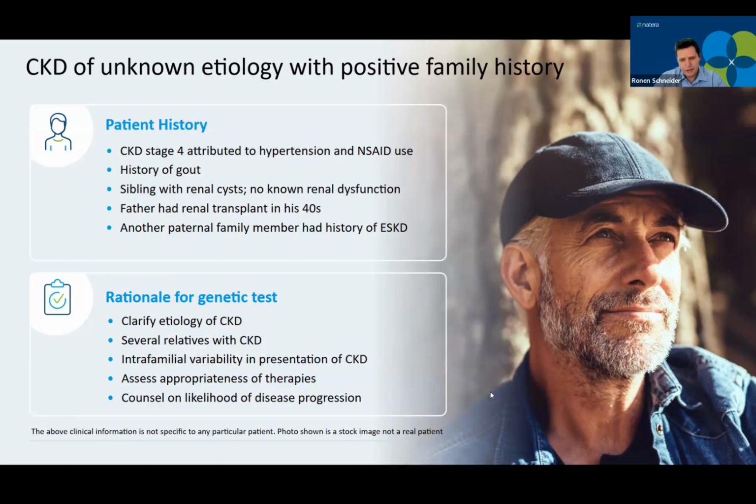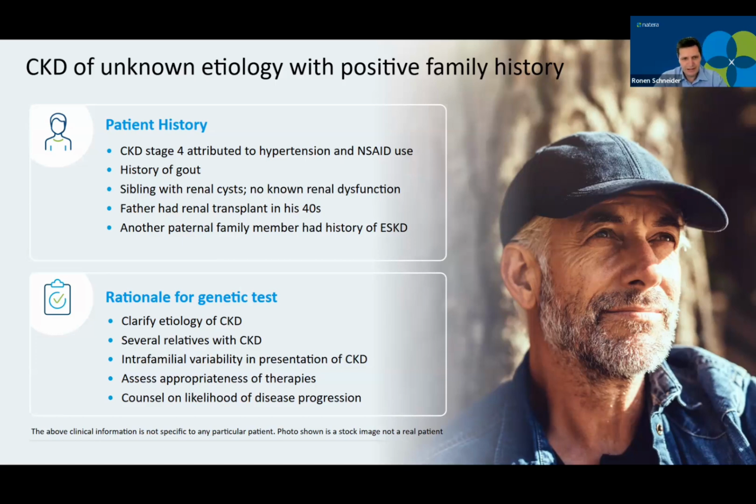But note that the positive family history in this particular family is also variable. The sibling, for example, has normal kidney function. And remember, often we do not have the family history, or we don't know about other family members with kidney disease, or the presentation is so variable that it is just overlooked. So it is an indication, and a strong one, but please remember that if you do not have a positive family history, it does not exclude a genetic cause. So we need to keep our mind open.